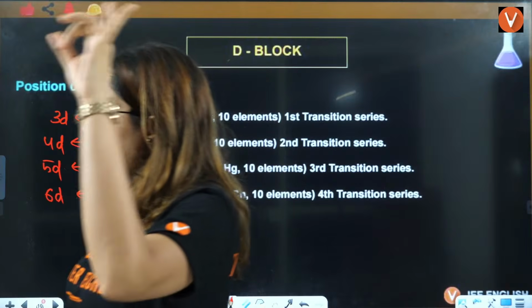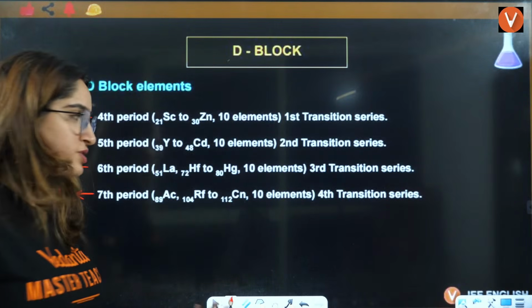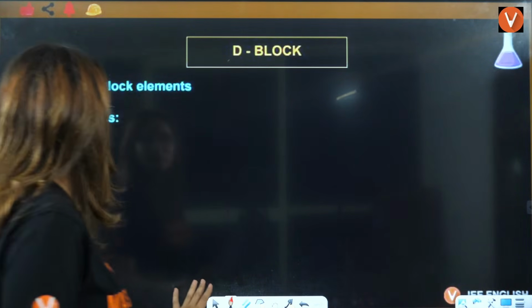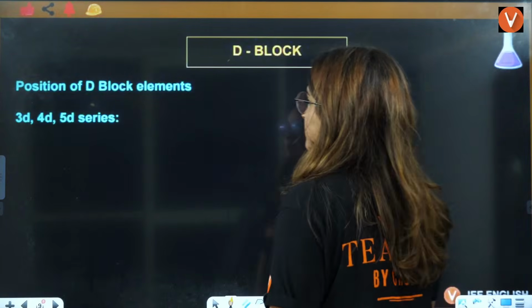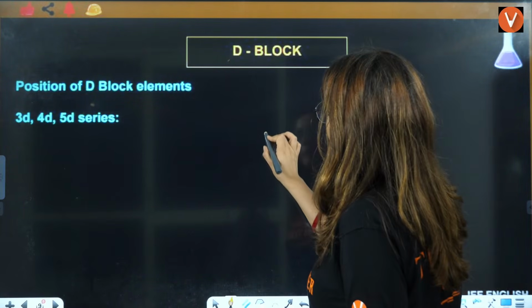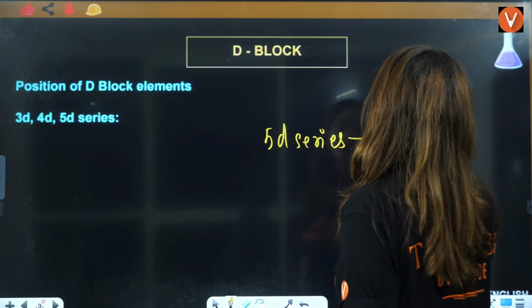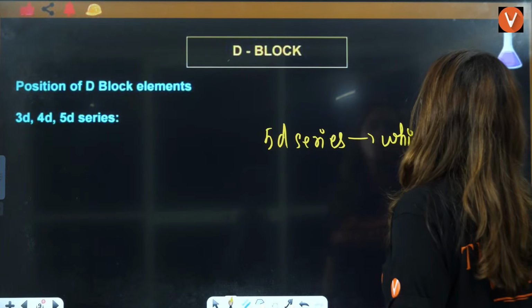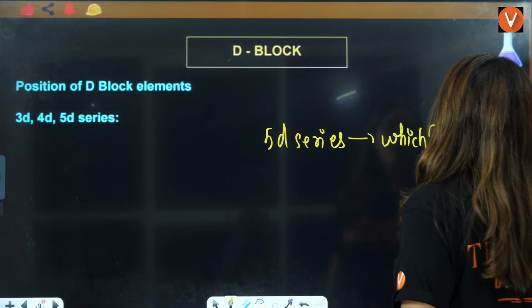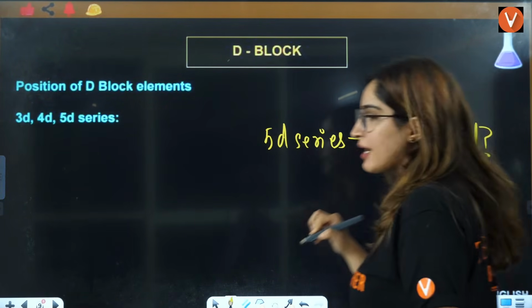Now, everybody, I'll ask you one question here. Let me see if you can answer this or not. Tell me, 5D series belongs to which period? Which period? This is a quick question so that you can side by side answer me.